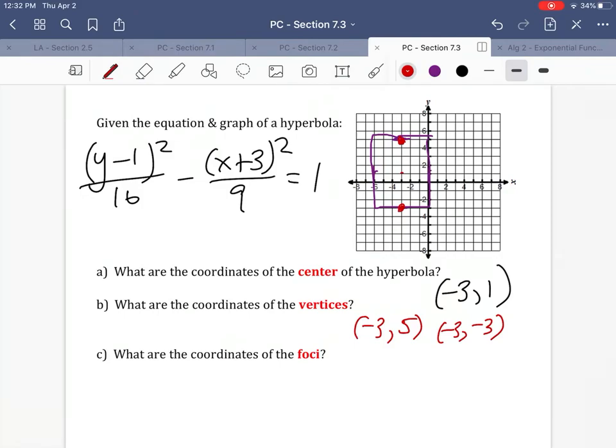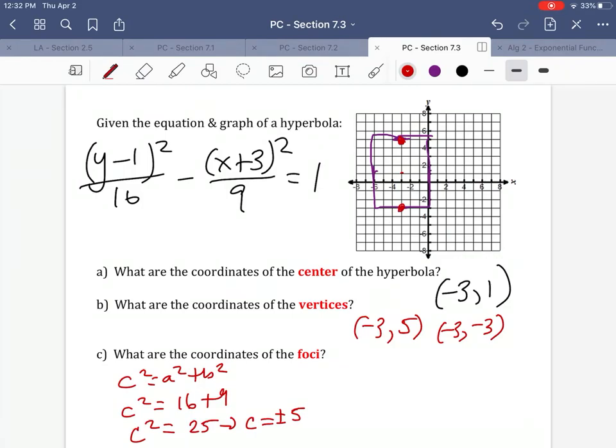All right. My foci, so I have to do the whole c squared equals a squared plus b squared bit here. So I got c squared, and my a squared and b squared are 16 and 9. It doesn't matter which is which, so 16 plus 9. And look at that, c squared equals 25. So c is plus or minus 5. So that turns out very nice. So remember, 5 is the distance from the center that I have to go to get my foci.